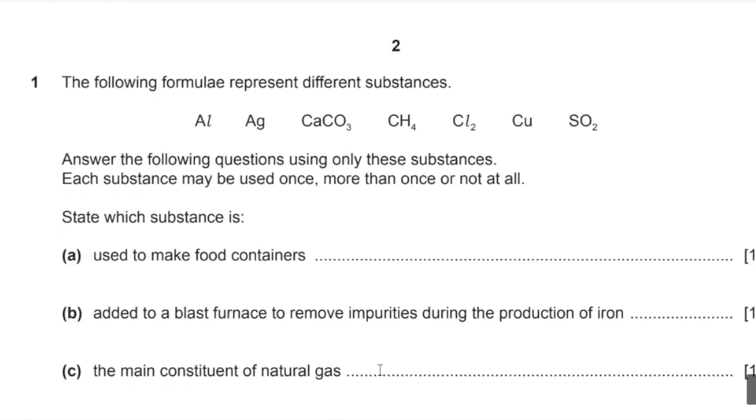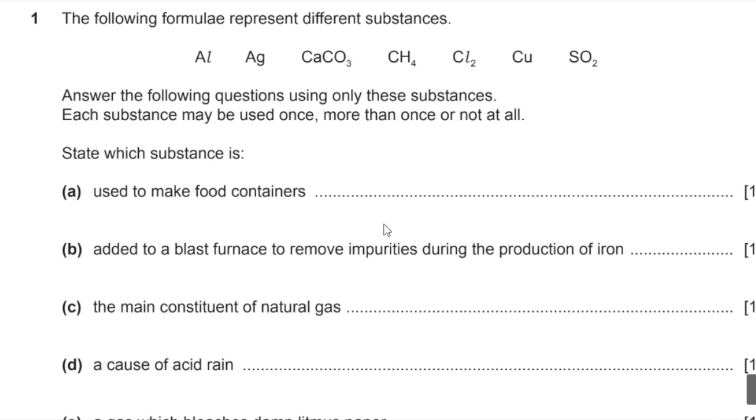Starting off with question number 1. The following formulae represent different substances. Answer the following questions using only these substances. Each substance may be used once, more than once, or not at all. State which substance is A, used to make food containers.